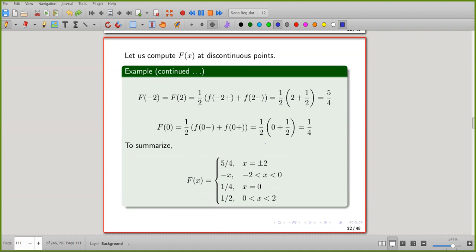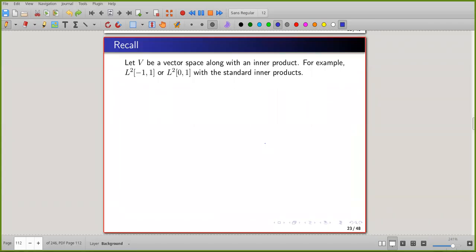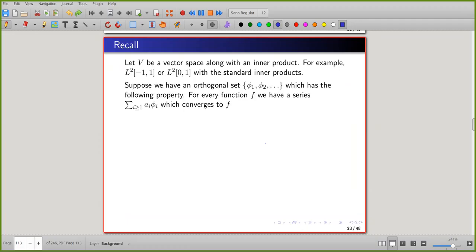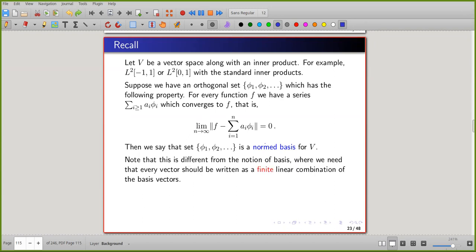Okay. So let's go ahead. So recall, let V be a vector space along with an inner product. For example, L2 minus 1 comma 1 or L2 0 comma 1 with the standard inner products. Suppose we have an orthogonal set phi 1, phi 2 and so on, which has the following property. For every function f, we have a series summation i greater than equal to 1, a_i phi_i, which converges to f. Then we say that phi 1, phi 2, and so on is a norm basis for V.